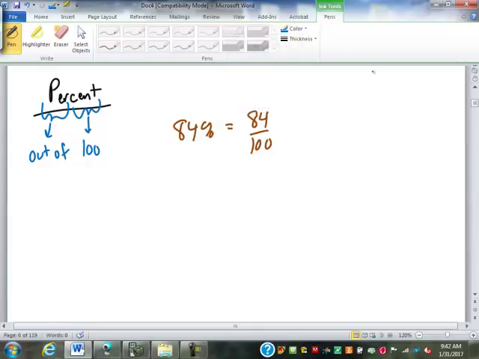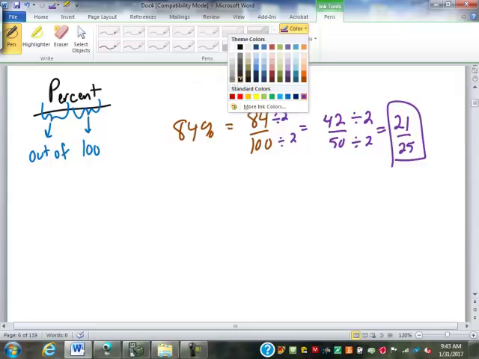In fact, it's that simple to change a percent into a fraction. Just put the percent over 100. Now, we wouldn't leave it as 84 out of 100 because that can be reduced. What can both of those be divided by? 2. We'll give you 42 out of 50. Divide by 2 again. We'll give you 21 out of 25. That's it. That's how you go.